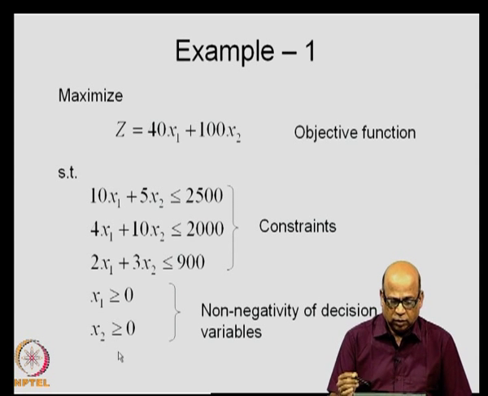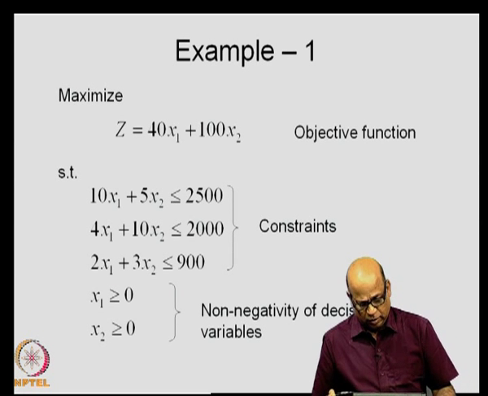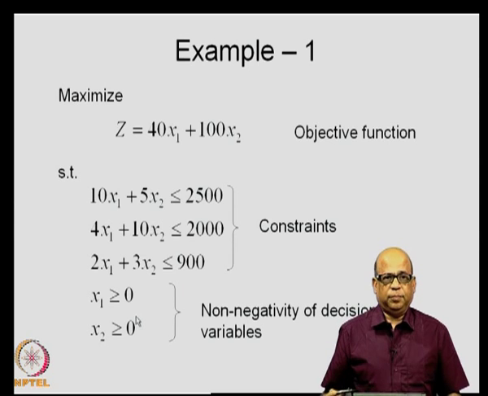And of course, these are the non-negativity conditions. Remember, there is an objective function which is a linear function of the decision variables x 1 and x 2. There is a set of constraints, all of which are linear in x 1 and x 2, and there is a non-negativity of decision variables.